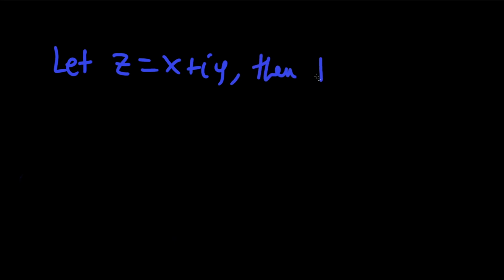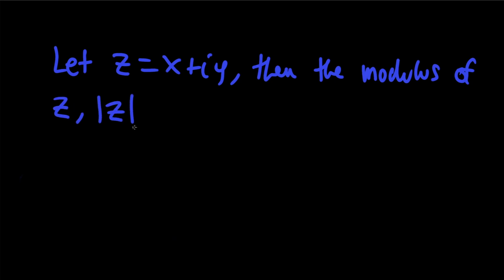Or to put it more formally, let's let z equal x plus iy. So z is a complex number where x is the real part and y is the imaginary part. Then the modulus of z is represented using the absolute value bars. And you can actually say absolute value instead of modulus, and these are synonymous terms for complex numbers. They mean the same thing.